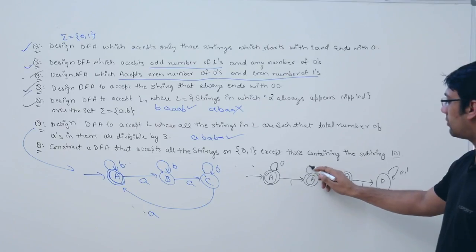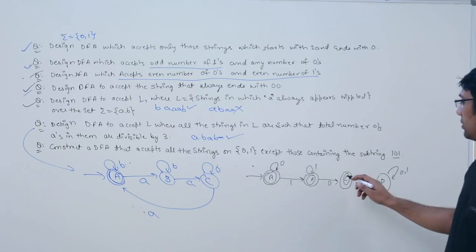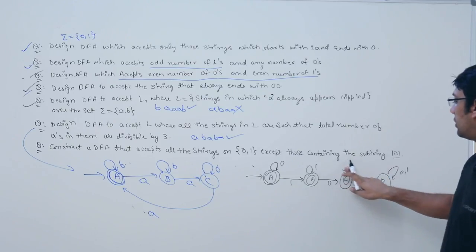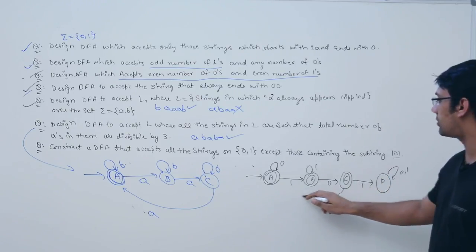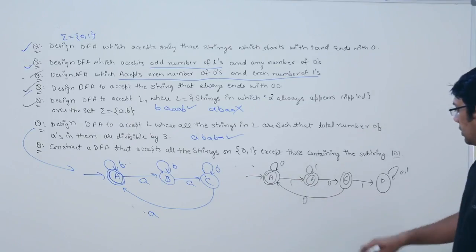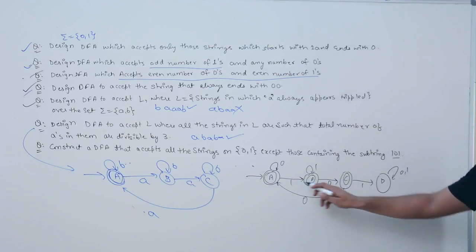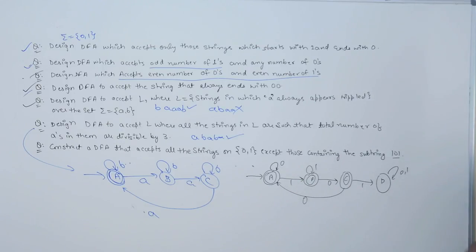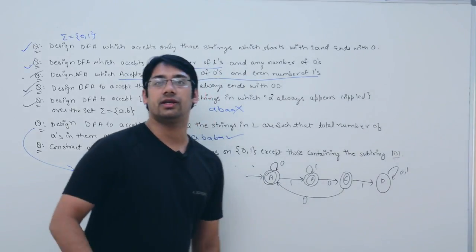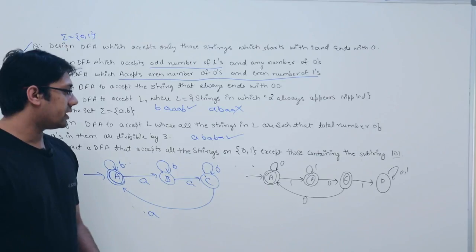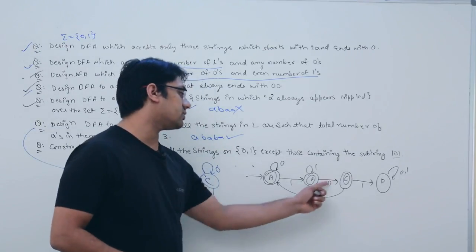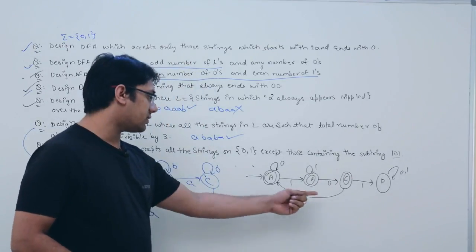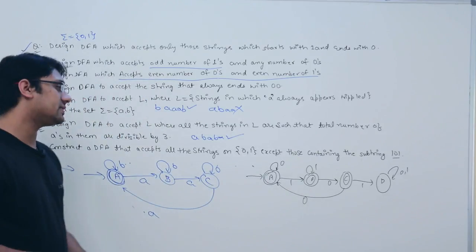Here we can have any number of 1s, we'll always stay there. We can have any number of 0s. Again, if you get a 0 here, that means the pattern is breaking. If we again get 100, we are again looking for 101, and this is fine. So what we are doing here is we assume that we'll get this 101, and if we are not getting this 101, we go back to state A. This is very simple to understand.